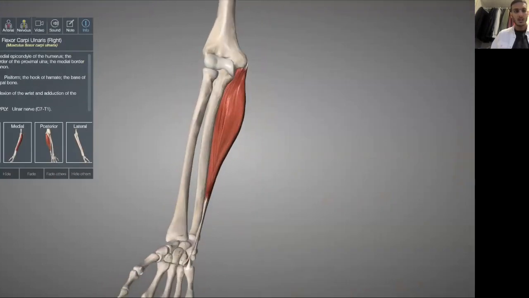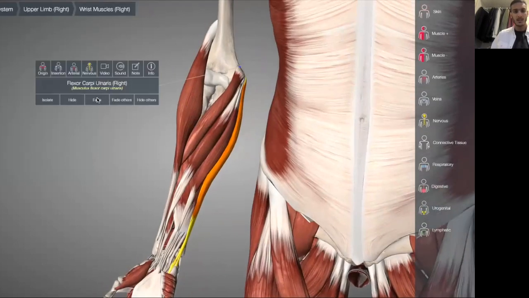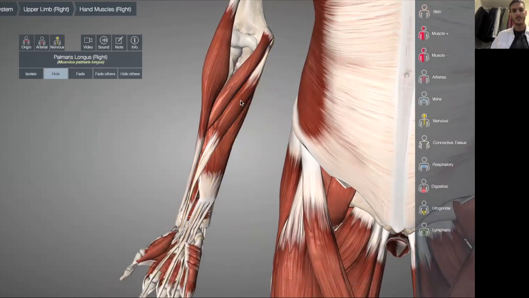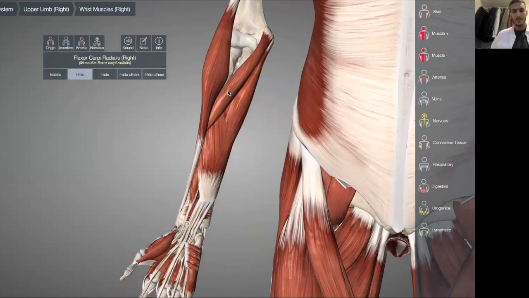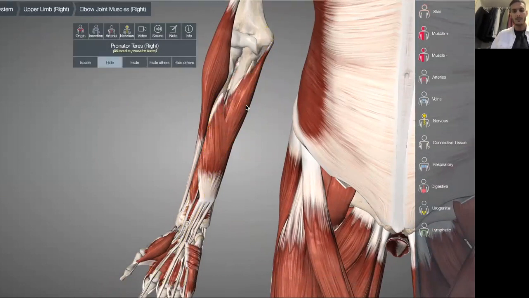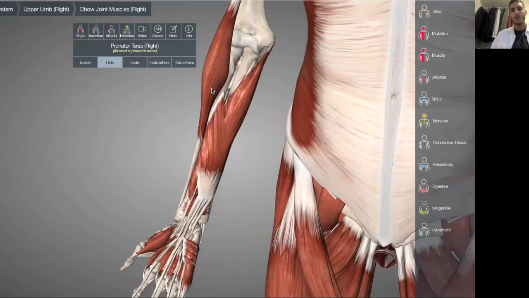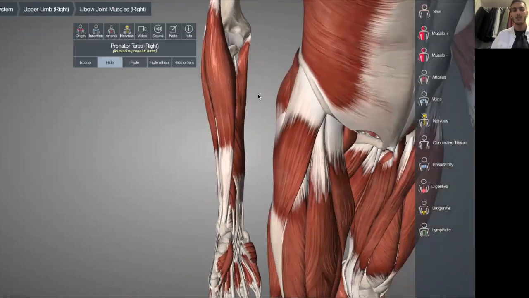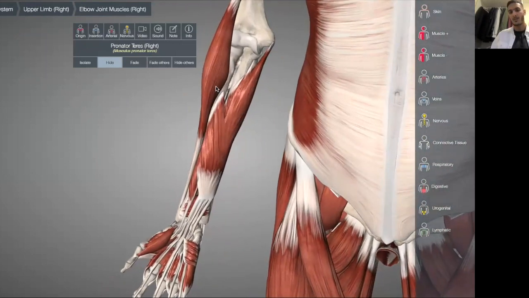I'm going to hide them and then look at the middle layer. Hide, hide, hide, hide. This muscle right here, if you're wondering what it is called, is the brachioradialis. It is part of the extensor muscles, but it's found in the flexor compartment, but also in the extensor compartment, but it does more of extension.